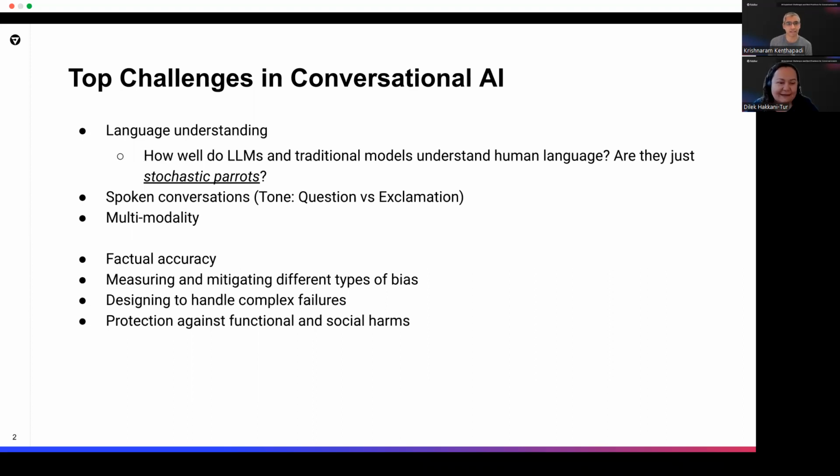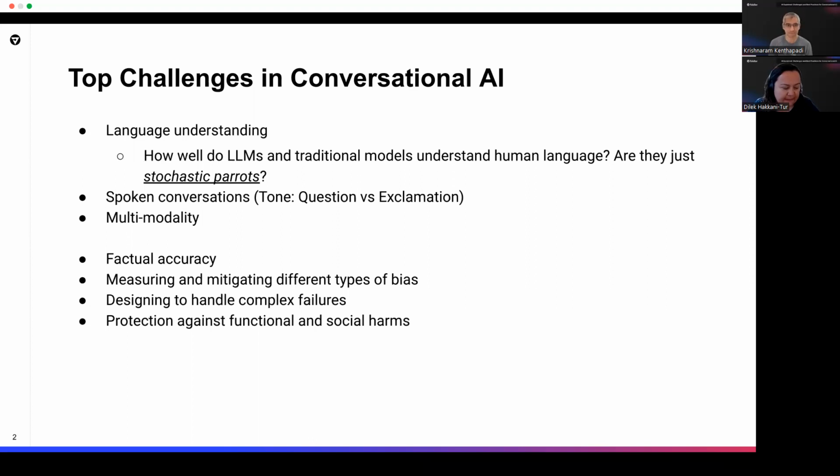So going beyond multimodality, I think we briefly discussed the factual accuracy, right? Maybe can you elaborate on what are some of the challenges, even when it comes to ensuring that the response is accurate?